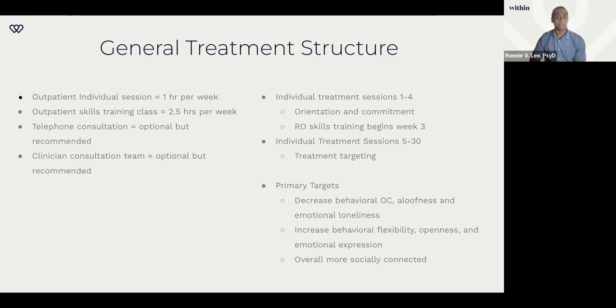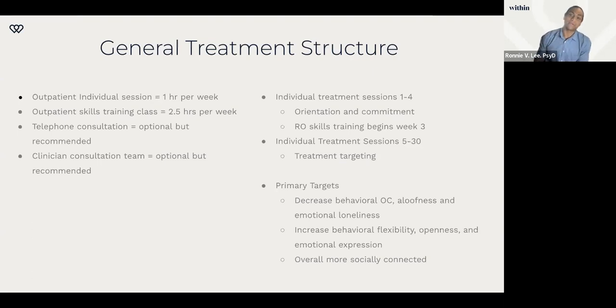Primary targets, again, directly from the manual: decreased behavioral overcontrol, aloofness and emotional loneliness, right? Not so much social loneliness. So I think that I want to make a point there. You know, there are some over-controlled individuals who are not socially lonely, right? They do have interpersonal connections. They do have families, right? They do have people that they find very close to themselves and their social support system. But if we examine that a bit more, we'll see more emotional loneliness, right?